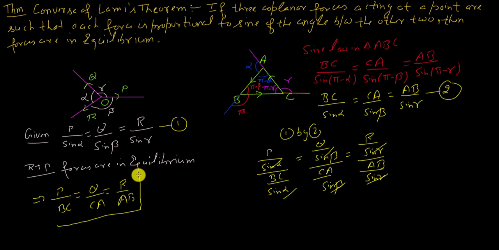Now the triangle which we have drawn is such that we are in a position to say that the sides taken parallel to the line of action of the forces are proportional to the magnitude of those forces. Like BC is taken parallel to P, so BC and P are in proportion. P by BC, this proportionality is equal to Q by CA, R by AB. So this is proportional.